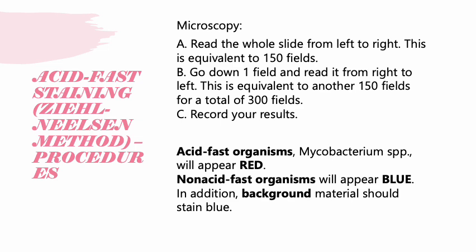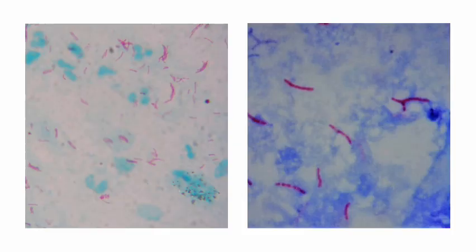Again, the acid-fast organism, the Mycobacterium species, will appear red, and a non-acid-fast organism will appear blue. In addition, the background material should stain blue also. An example of a slide with a positive AFB is represented here.